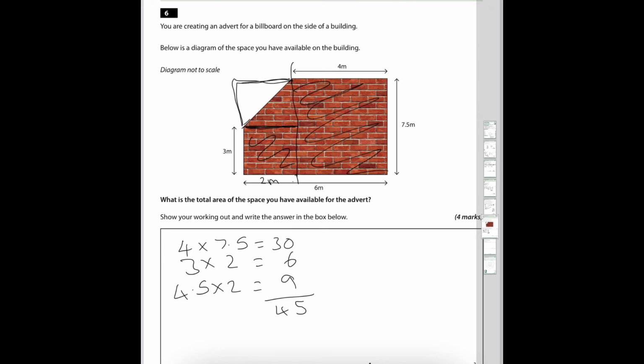But this one is actually only half of that. So we need to take off half of that, which is 4.5. So we're left with 40.5. So your answer is 40.5 meters.